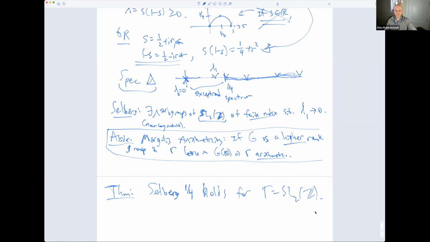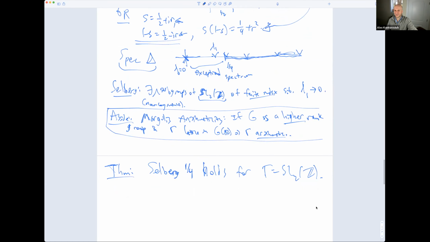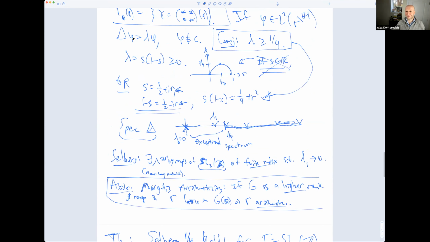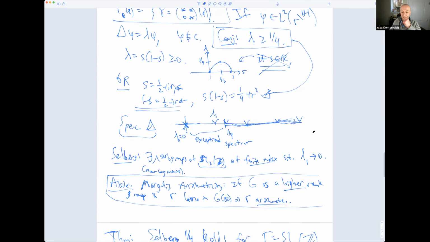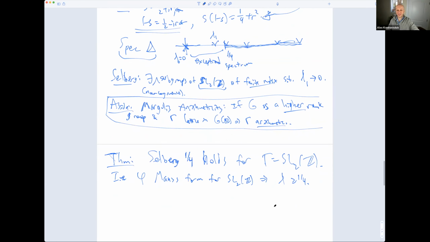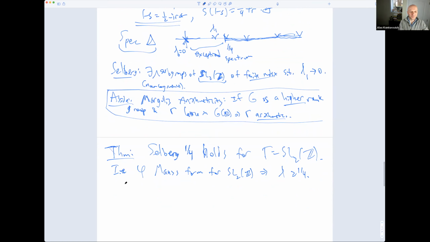So this is again like modular forms, though modular forms don't have Laplace eigenvalues. I guess what I was trying to say is this is the case that we were studying, gamma equals SL2Z. So for SL2Z, if phi is a Maass form for SL2Z, then lambda is at least 1/4. Let's see why that's true. I think I can do this in 7 minutes. Okay, proof.